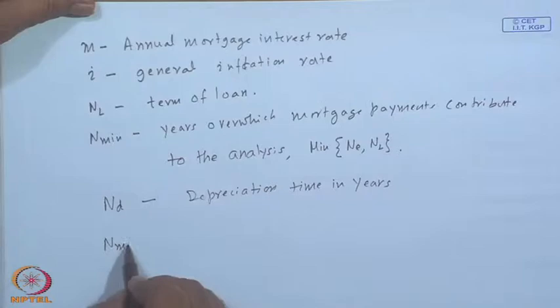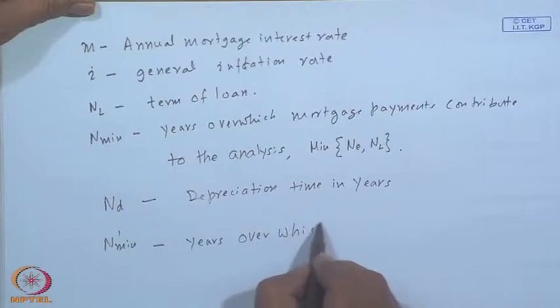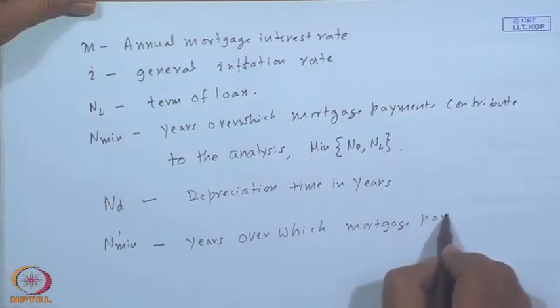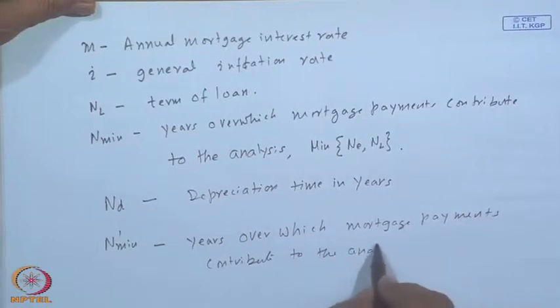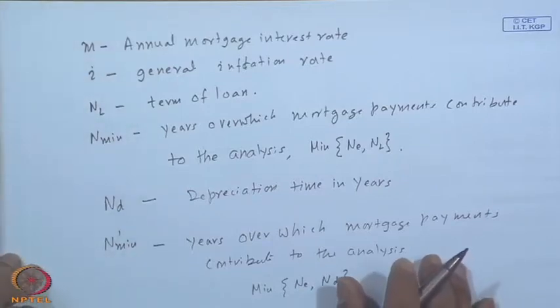Then you also have an N-min dashed, right? Yes, that is the last but one term in the previous expression. Years over which mortgage payments contribute to the analysis. This is the minimum of NE or ND. Okay? So N minimum and N minimum dash are the same.